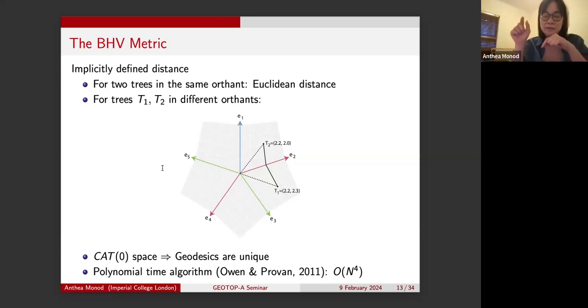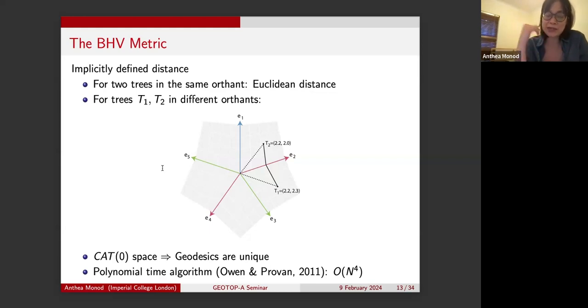If you're looking at trees in different orthants, this is where it gets interesting. If your orthants are near each other, you're looking at a geodesic, which is the fastest way to get from one tree to another. If the orthants are right next to each other, then the fastest way to get from one orthant to the other is simply to go through the boundary that's separating them.